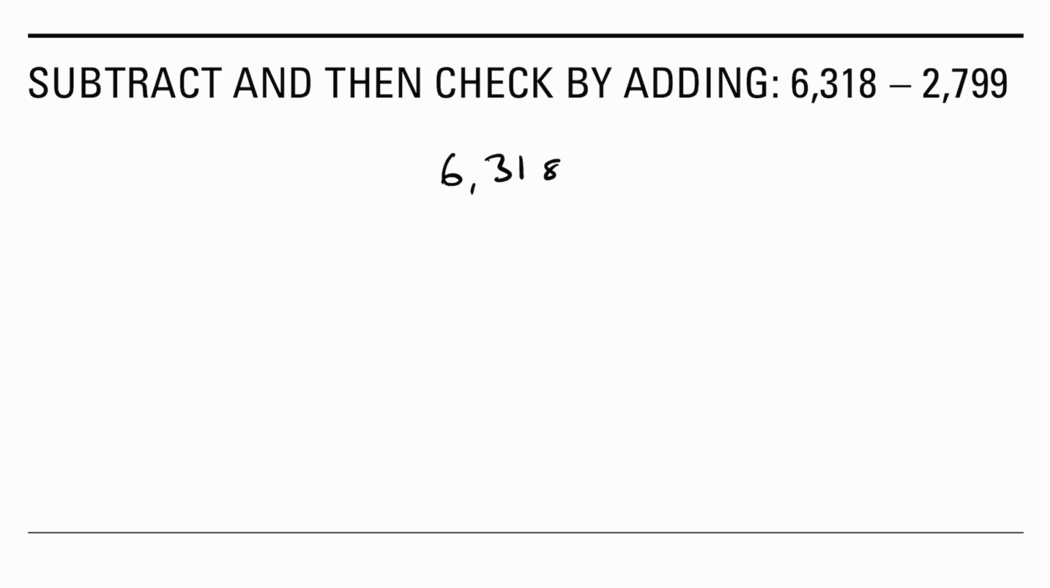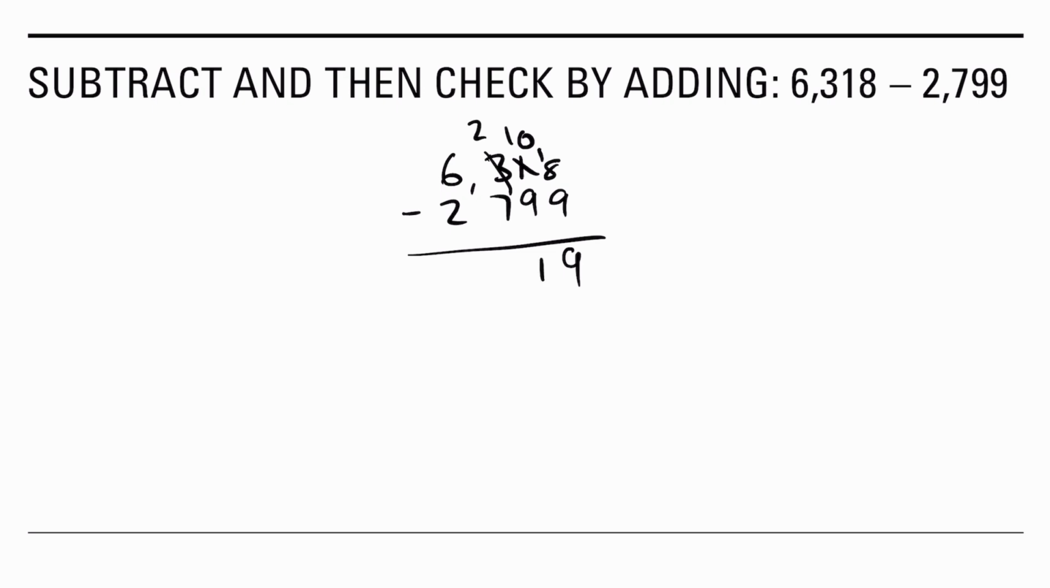6,318 minus 2,799. So 8 minus 9, can't do that. So now we borrow, which means now we've reduced that to a 0. This becomes 18. 18 minus 9 is 9. Now 0, unless it's minus 0, it's always going to need to borrow. So we'll borrow there. And that becomes 10. 10 minus 9 is 1.